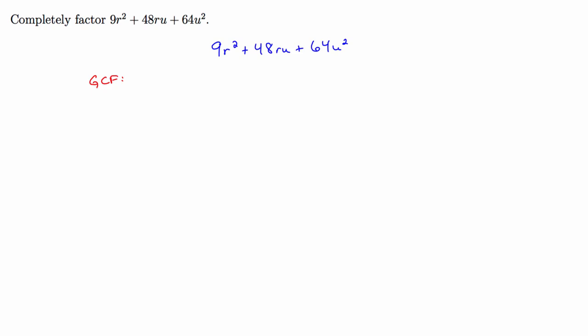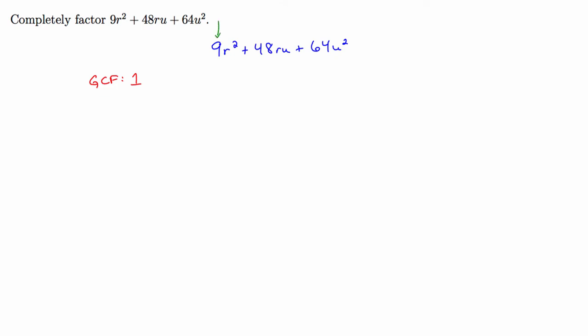Then looking at the coefficients. The factors of 9 are 1, 3, and 9, but none of those factors divide into 64. So since nothing is common between the 9r squared and the 64u squared, other than 1, our greatest common factor is 1. The next step is to then recognize we are dealing with a trinomial.